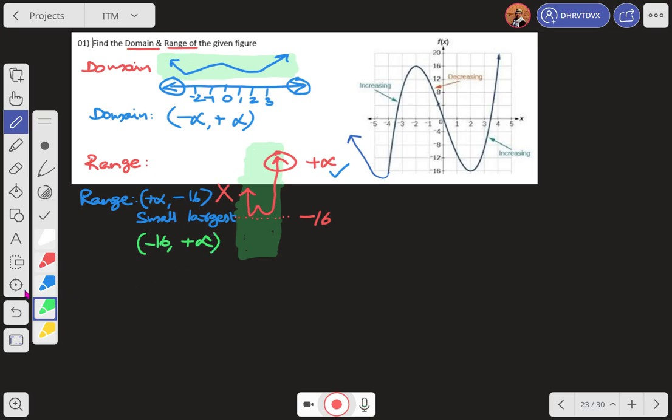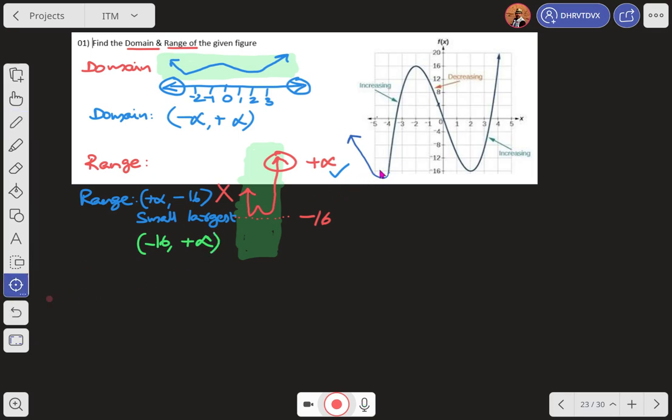This is the range. A quick review: if you are asked to find the domain and range, domain means all the x values. Draw a fat or bold x-axis and try to accommodate the given shape as it is. You know what the starting and lowest value is and what the highest value, the ending one, is. So this one is negative infinity and this one is positive infinity.